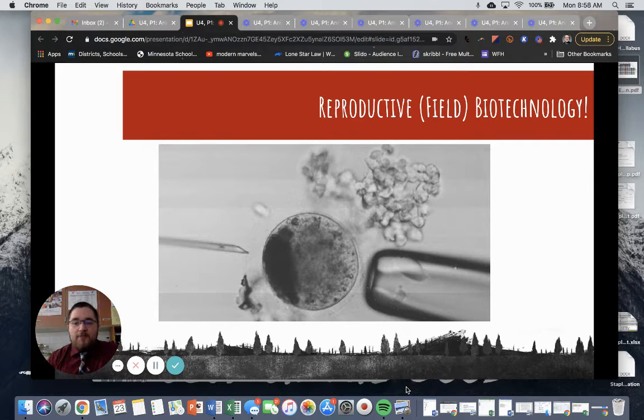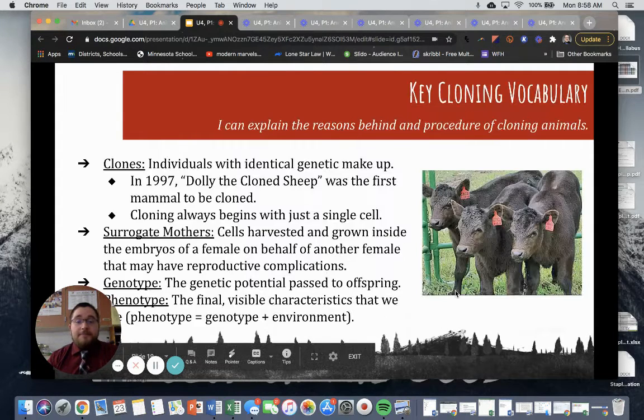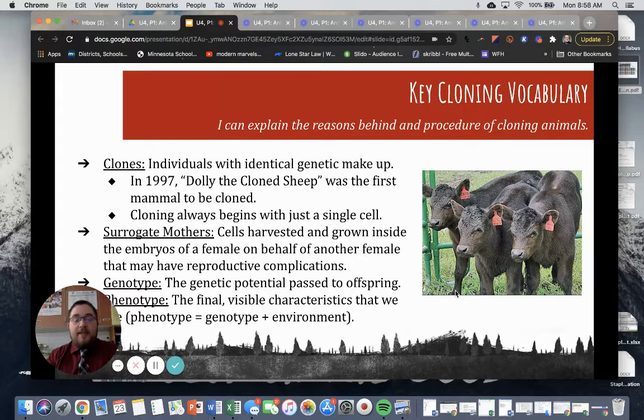All right, so now that we've learned a little bit more about laboratory biotechnology, let's focus a little bit more on things that we may see out in the field, reproductive biotechnology. So before we get in too far, I want to emphasize the importance of knowing some specific key vocabulary terms related to cloning, okay? First is obviously clones, individuals with identical genetic makeup.